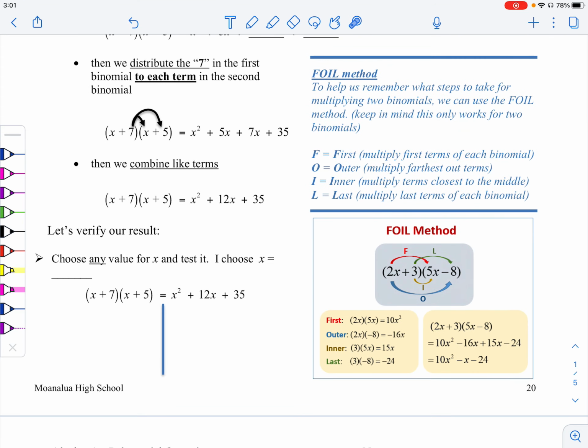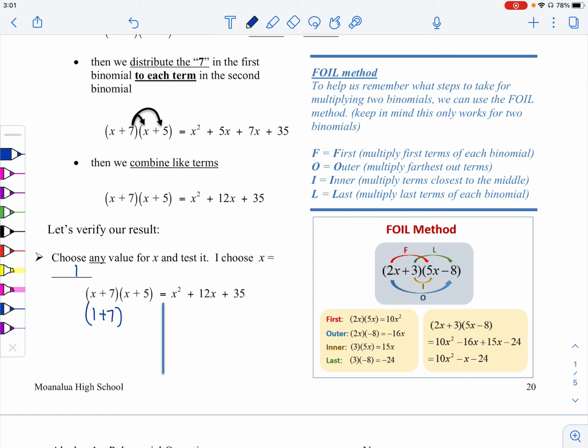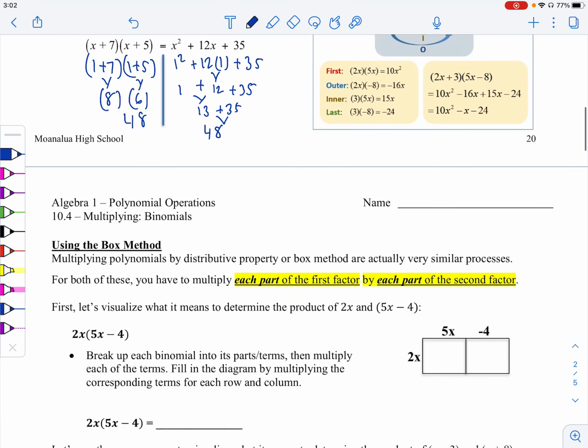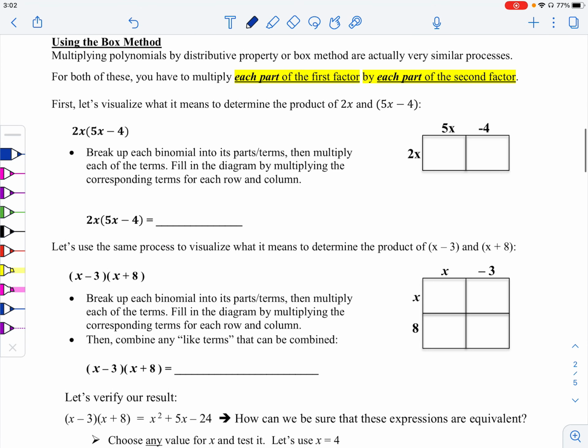Okay, so and then we can also show our work. So like I choose 1, we're going to test our answer, right? And we just substitute. So we got 1 plus 7, 1 plus 5. And it should be equal to the right. So this is 8, this is 6. Together it's 48. Right? And this side, 1 squared plus 12 times 1 plus 35. 1 squared is 1 plus 12 plus 35. So this is 13 plus 35, which is 48. Right? So both sides are equal. So it is true. So that works, right? So our FOIL method does work.